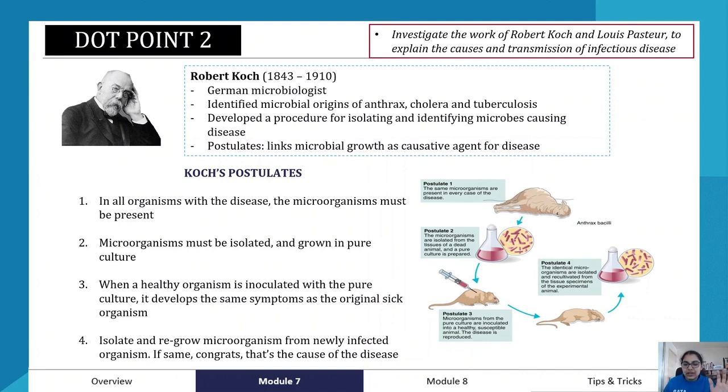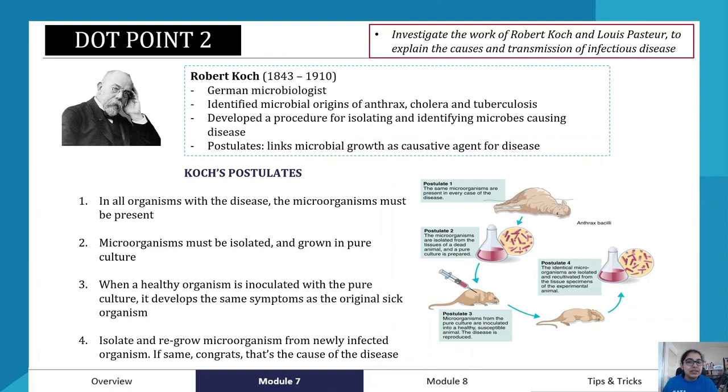Essentially, his postulates included that, firstly, in all organisms with a disease, there is a microorganism that is causing the disease. Then the microorganism has to be isolated and grown in pure culture, and from there we inoculate a healthy animal with the microbe that we grew in the pure culture, to see if that animal develops the same symptoms as the original sick organism. Then we isolate and regrow that microorganism from the newly infected organism.